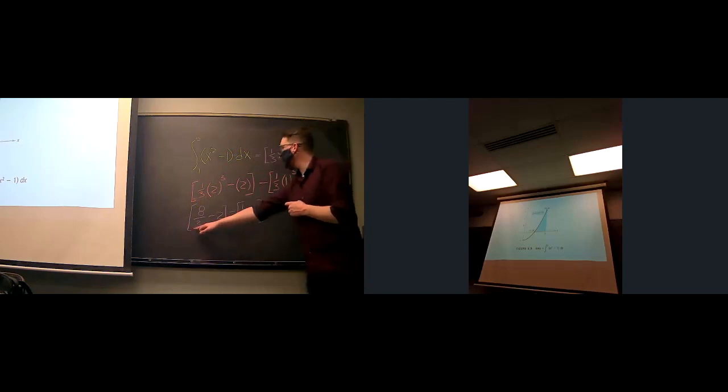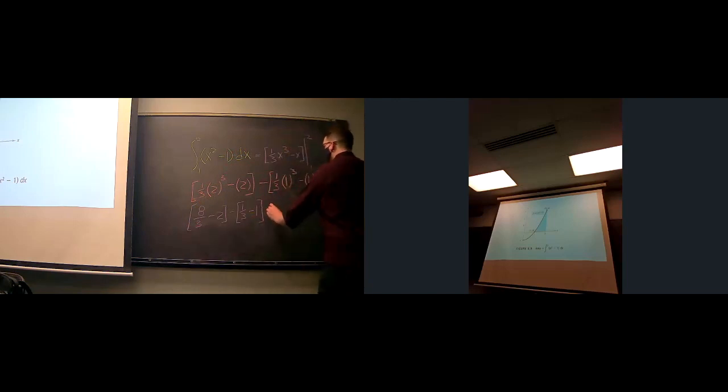From here, we can do the rest of the algebra, right? We're going to get 8 over 3 minus 2 minus 1 over 3 minus 1, minus the quantity 1/3 minus 1, dropping our parentheses and distributing that negative through. This is going to come out to be 8 over 3 minus 2 minus 1 over 3 plus 1, and we can do the rest of the algebra.